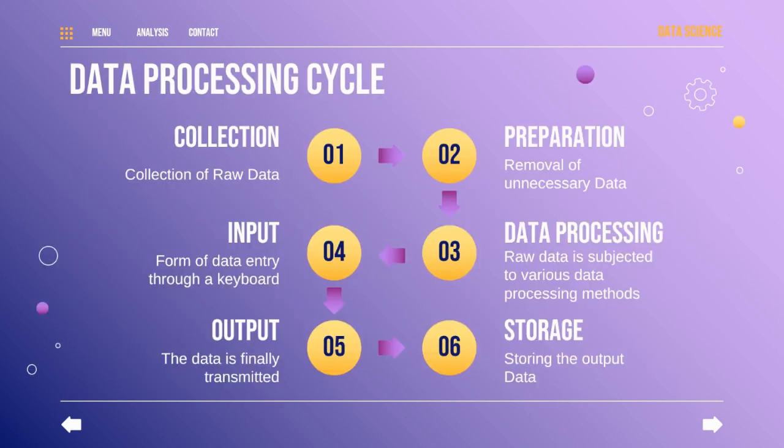Next, here is the data processing cycle. What is the data processing cycle? In the data processing cycle, we collect the raw data, and from data storing, we retrieve the data. Next, after retrieving the data, we use the preparation process to remove the noisy or unnecessary data. The next process is data processing. Raw data is subjected to various data processing methods so that it can be given in the desired format.